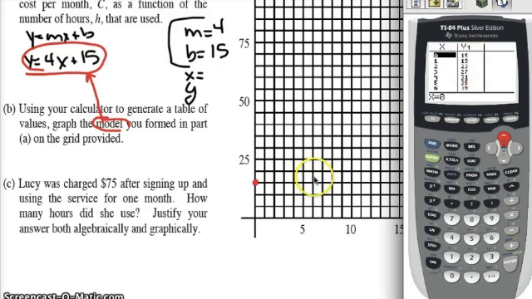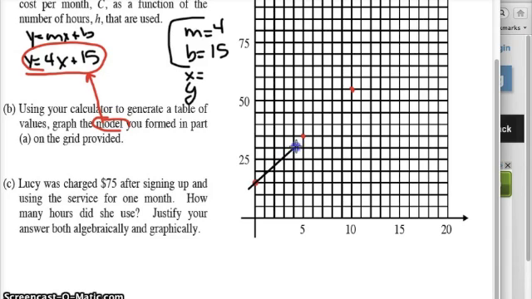So (1, 19), I'm not graphing it, because it's not easy to graph. These are going up by 5s, so I don't have to graph every single point. (5, 35), that's easy. That one was easy enough. Let's see, maybe I'll do one more. Use your straight edge.